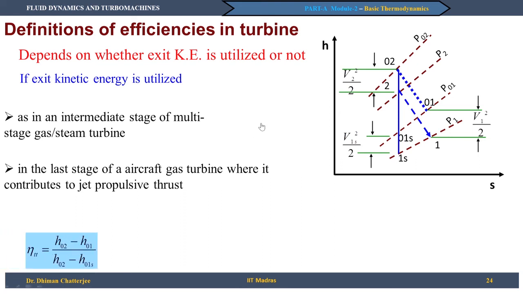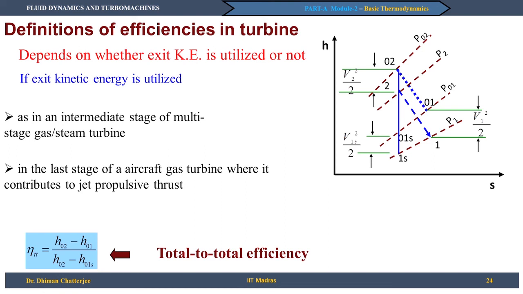And in these cases we define an efficiency in terms of eta TT. TT stands for total to total efficiency, and we say it is (H02 minus H01) divided by (H02 minus H01s). That is because the kinetic energy is useful.